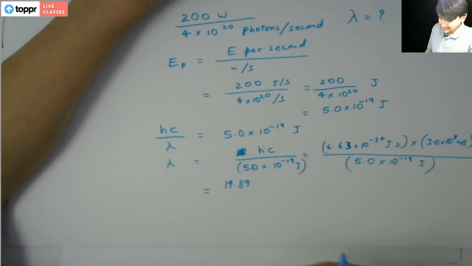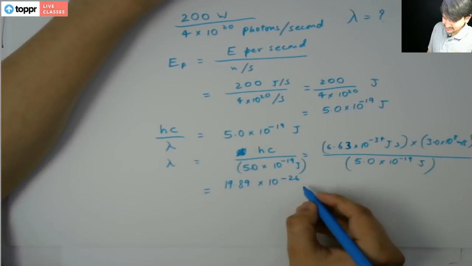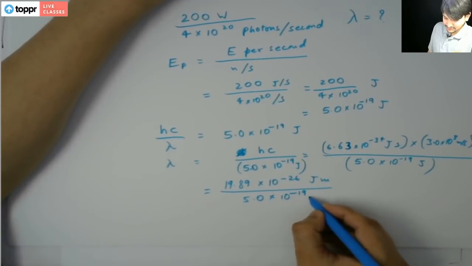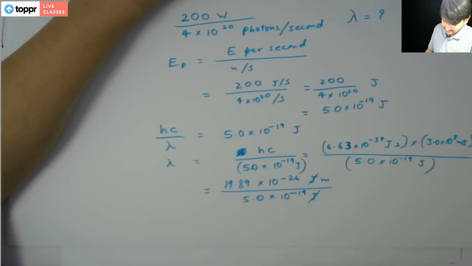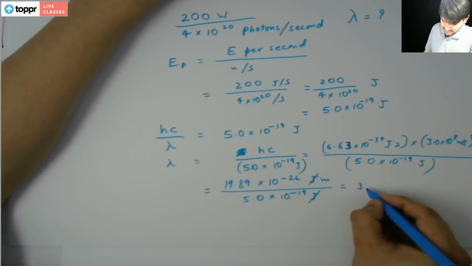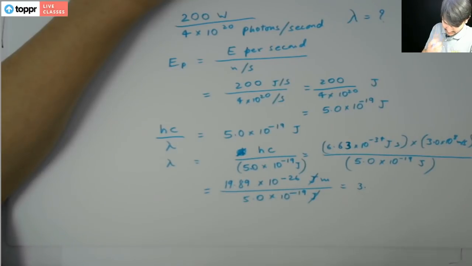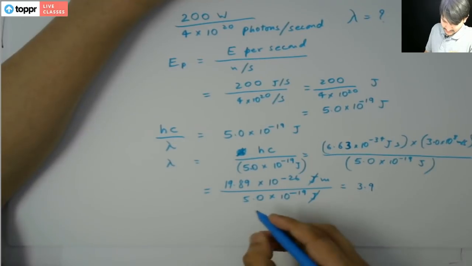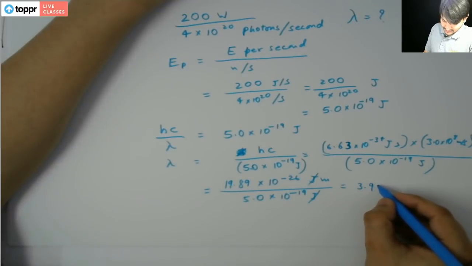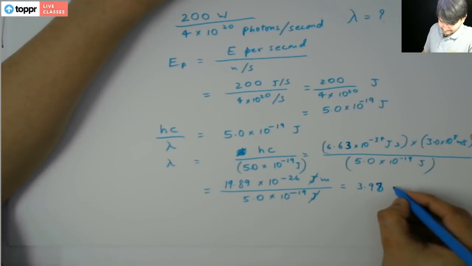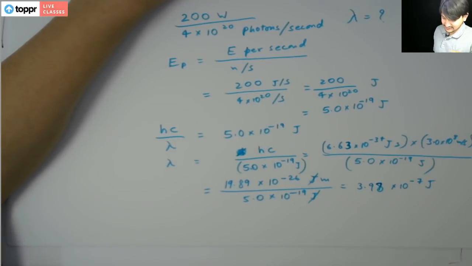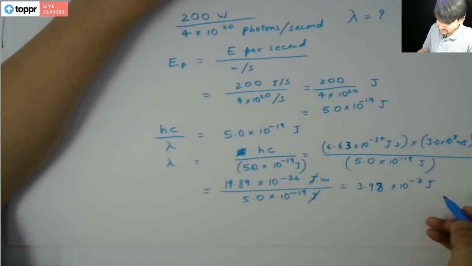Yeah, this will be 19.89 into 10 to the power minus 26 joule meter divided by 5.0 into 10 to the power minus 19 joule. That gives us some meter, so that will be 3.98 into 10 to the power minus 7. Oh, sorry, what did I write? This is not joule, this is meter.